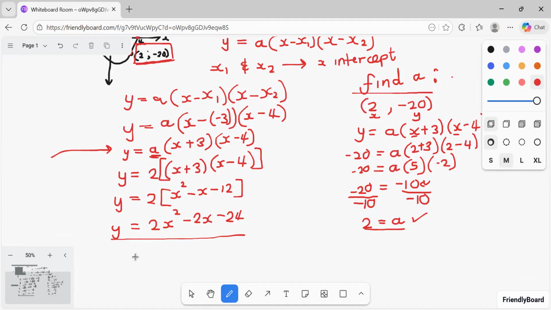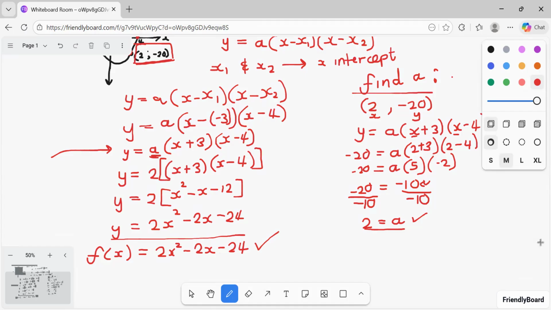But remember the form that they wanted us to leave it in. They wanted us to leave it in the form of f of x is equal to ax squared plus bx plus c. So in the place of y, I'll just put f of x. f of x is equal to 2x squared minus 2x minus 24. Then I am done. There's nothing else I can do here.